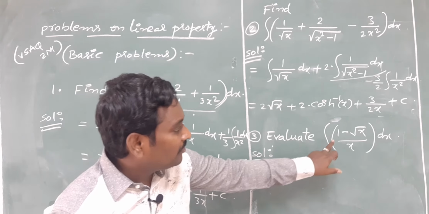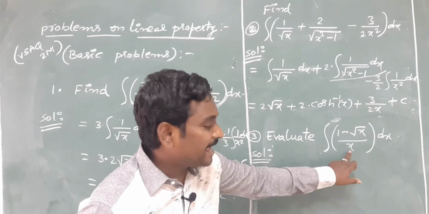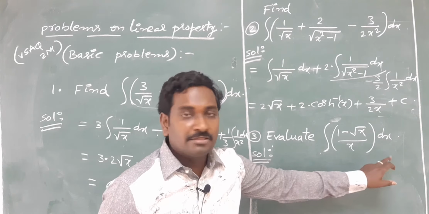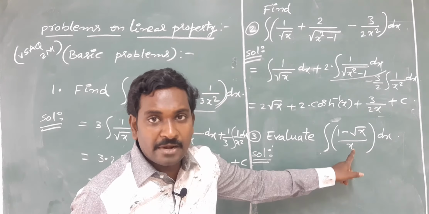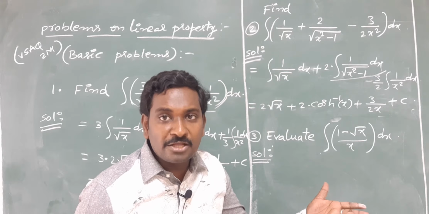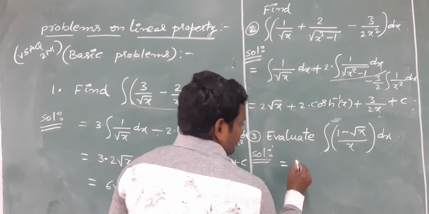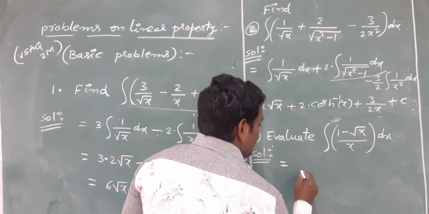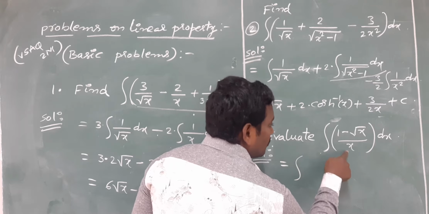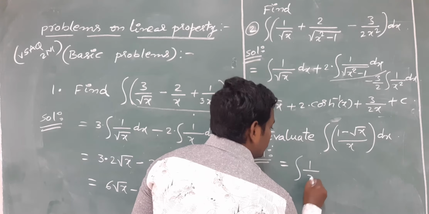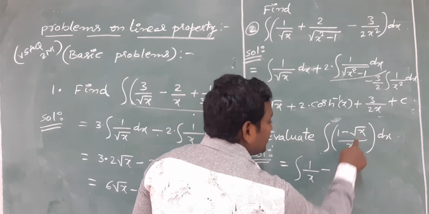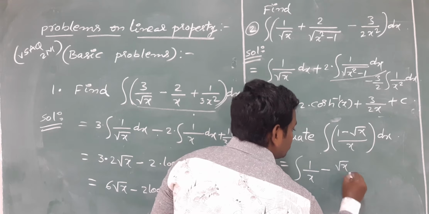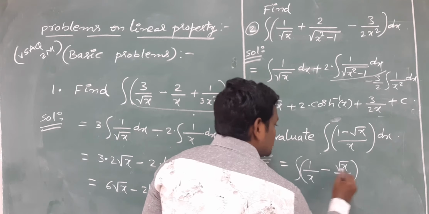Evaluate the integral of (1 minus root x) by x, whole dx. In the numerator we have two parts, and the denominator has only one term. First split the numerator, first split the terms which are inside: integral of 1 by x minus root x by x, whole dx.